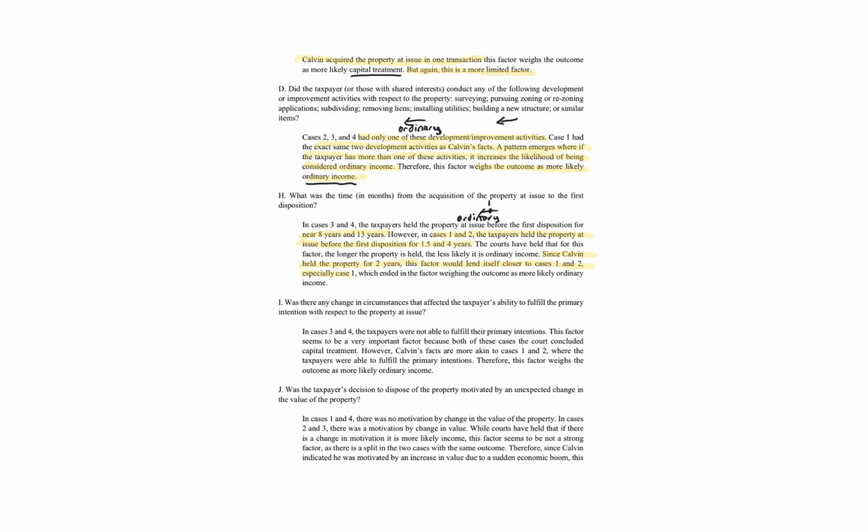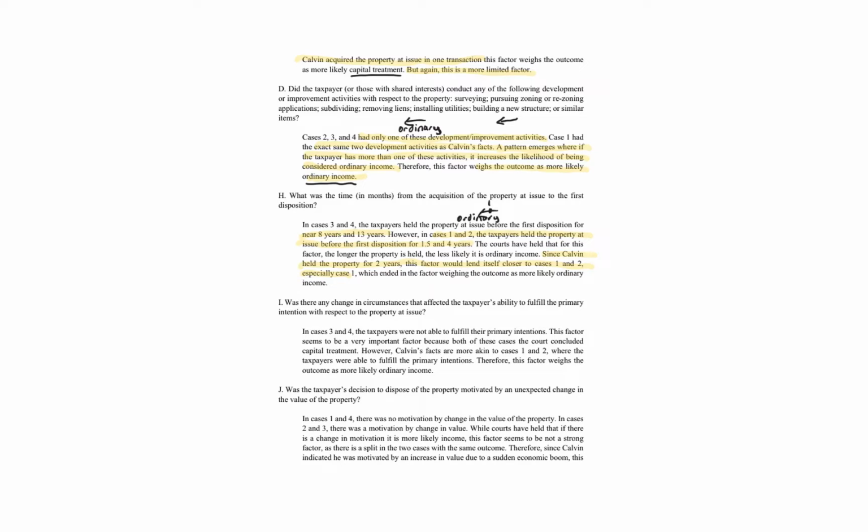Now, case 1 is 1.5 years, and the pattern, the courts have held that for this factor, the longer the property is held, the less likely it's ordinary income. Because again, I explained earlier that if you're holding property for a long period of time, you're thinking about the appreciation and value, because generally land increases over time. But if you're holding it for a long time, that's even more so the case, right? Because you might have dips in value and it goes back up, like a roller coaster, right?